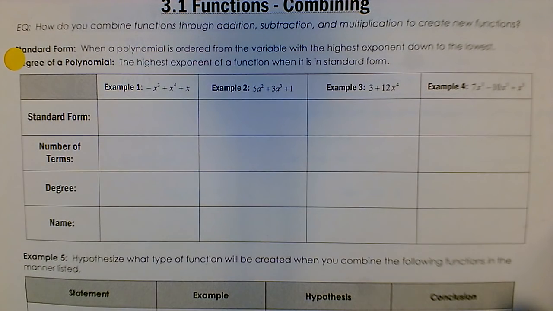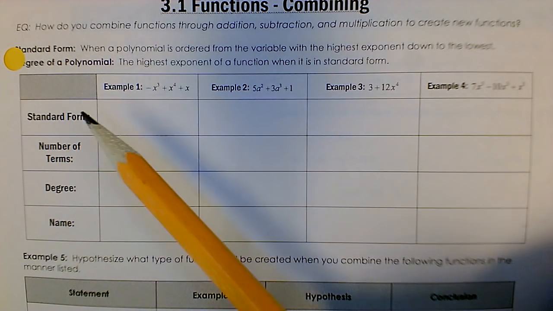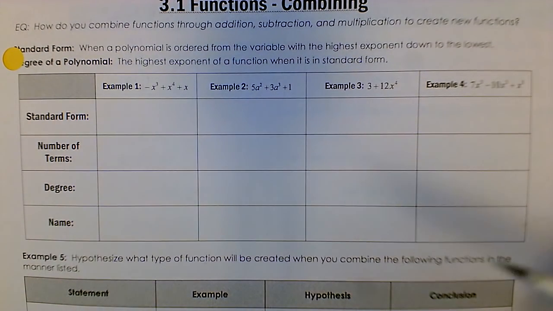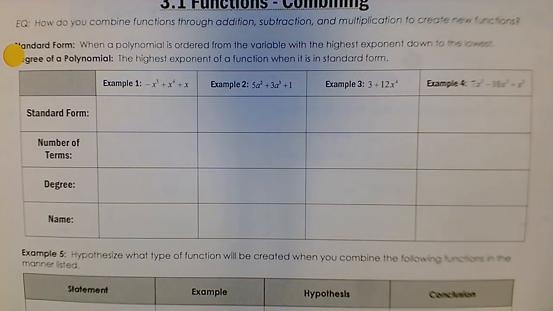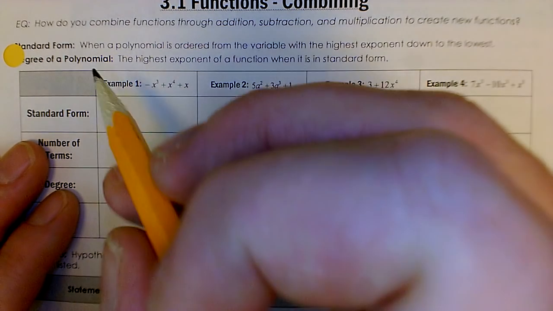But first of all, you want to make sure that your equation is in standard form. Standard form is when a polynomial is ordered by the variable from the highest exponent to the lowest. So you're going from high exponent to the lowest in order. Degree of the polynomial is the highest exponent of that function. So let's take a look at some examples.